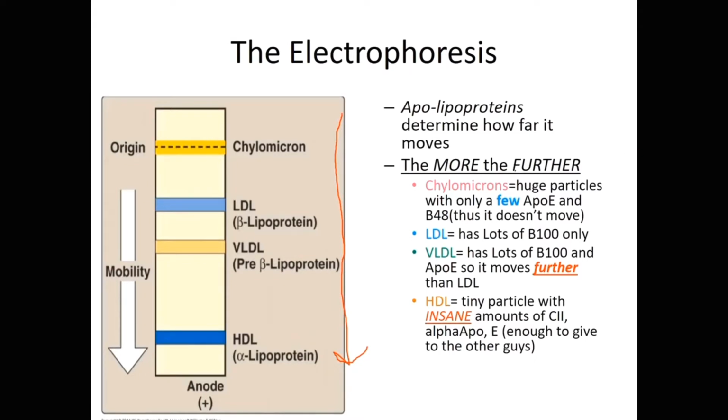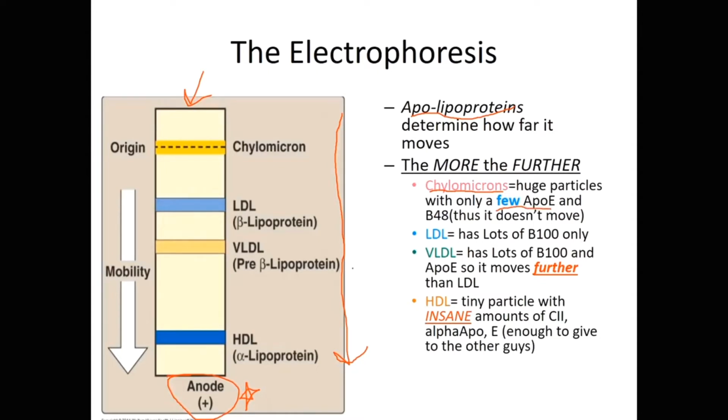And so the more of these apoproteins, the further it travels towards the anode, towards the positive side. Remember, proteins are negatively charged, so they're going to be repelled from your negative charge input on this side and pulled over towards your positive output over here. And so the first one that we have, and that's not going to travel very far, is chylomicrons. Chylomicrons are huge particles, so not only by size do they not want to travel, but also they only have a few ApoE proteins.